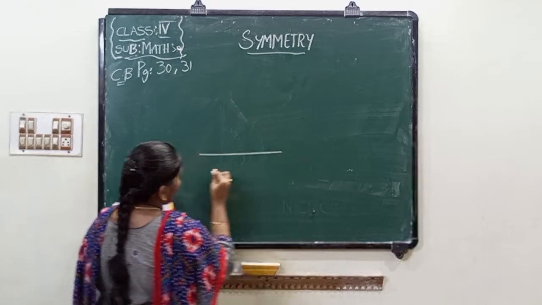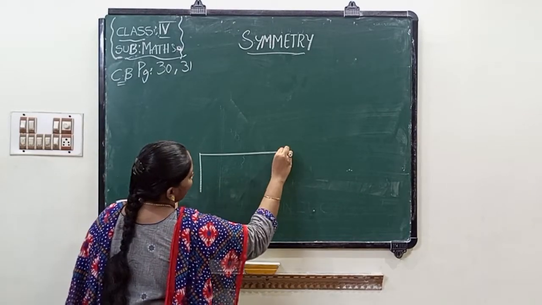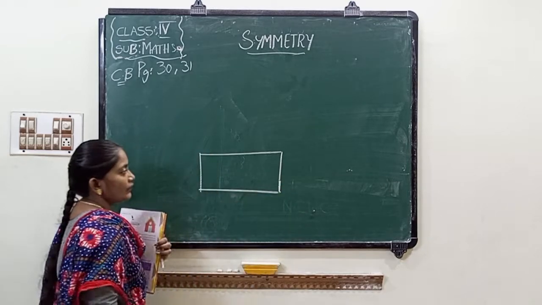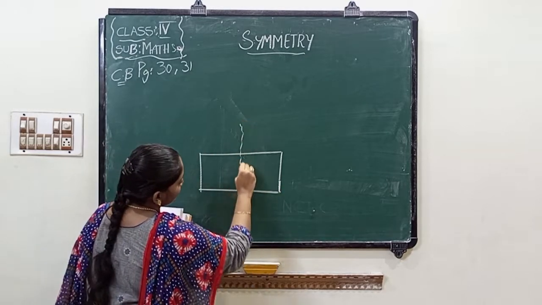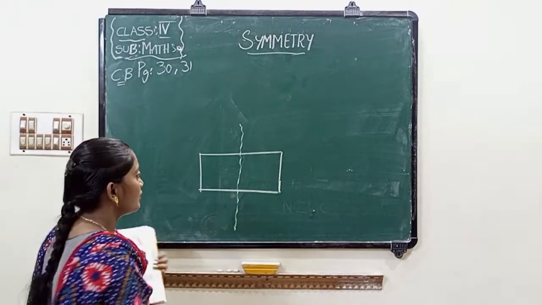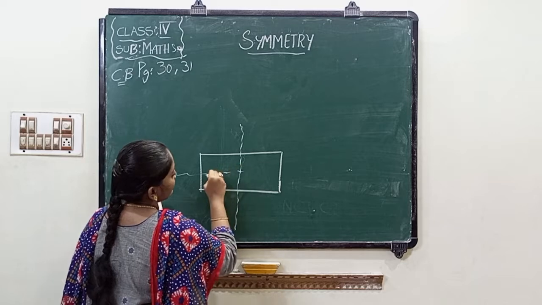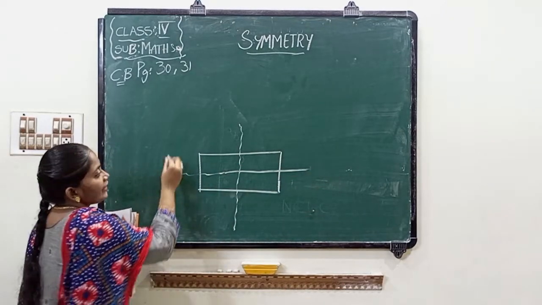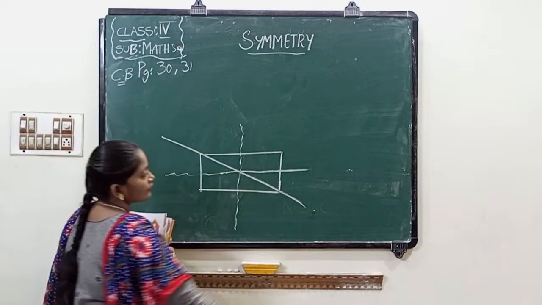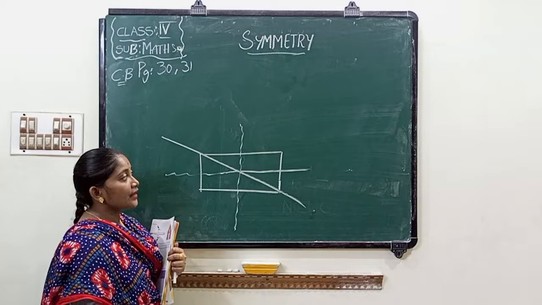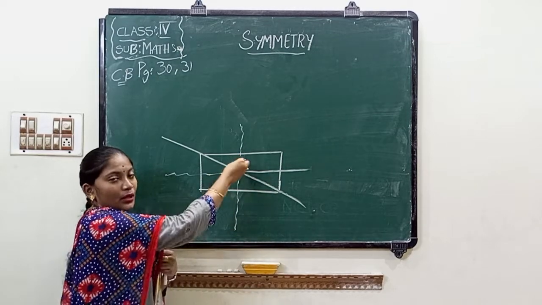Two identical parts. See here, I have one chocolate. If I cut like this, is it identical or not identical? It's identical. If I cut like this, it's also identical. If I cut this chocolate like this, the two parts may not be equal.